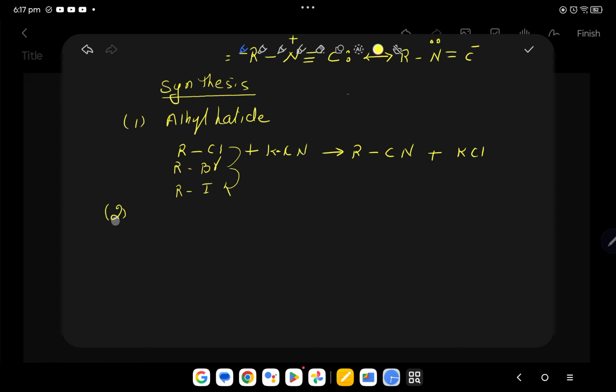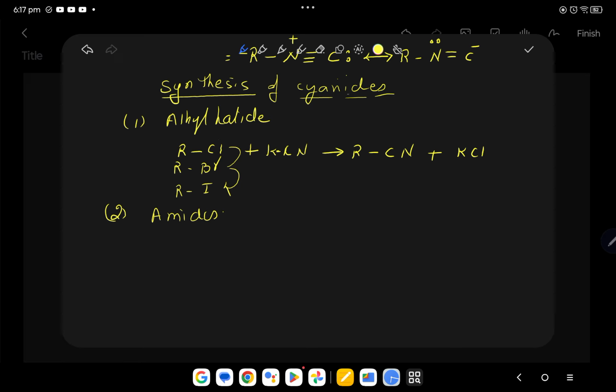Now these are the syntheses of cyanides. As I already mentioned, cyanides and isocyanides are functional isomers, so some of their preparations will be different from each other. Now the next preparation is the preparation from amides.